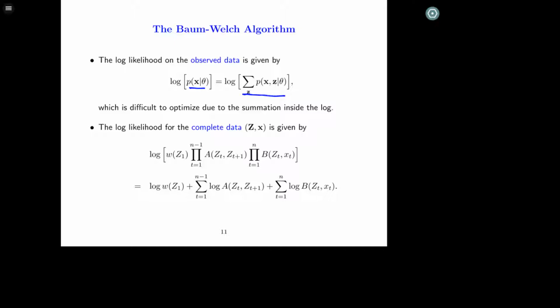So the left-hand side is the marginal distribution of x, and the right-hand side, each one of them is a joint of x and z. So to get the marginal of x, you have to sum over z, sort of integrate over the variable z. The difficulty is, once you take log of a summation, when you take derivative, that sum will be in your denominator, which is very difficult to deal with.